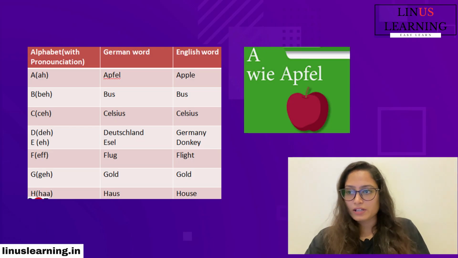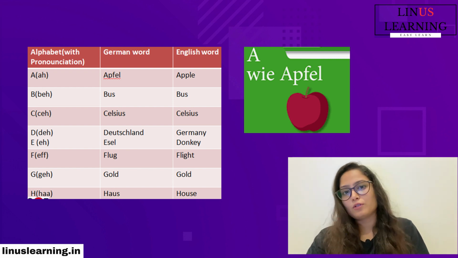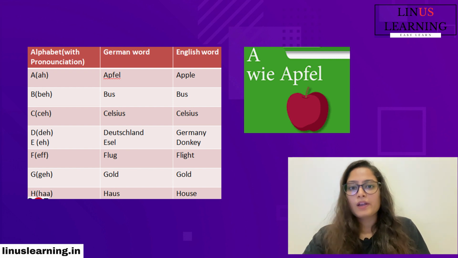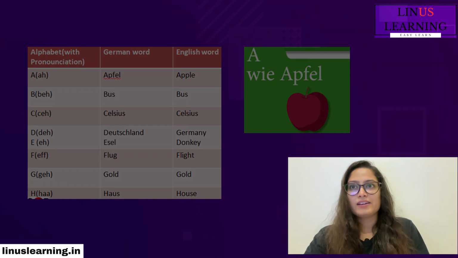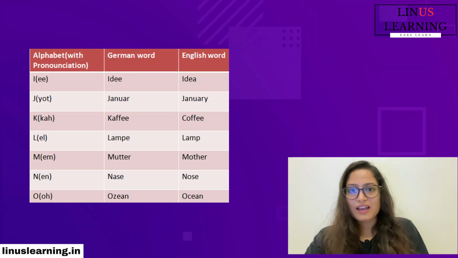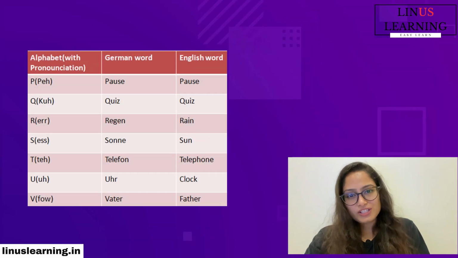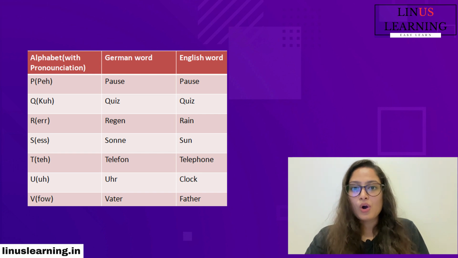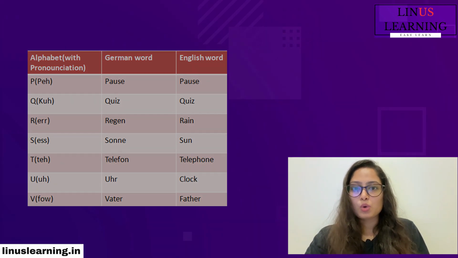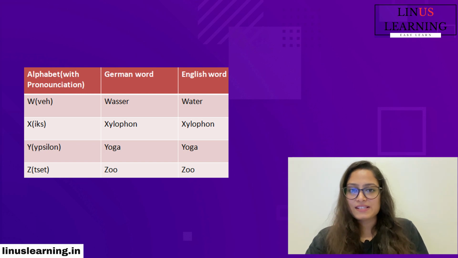So let's quickly repeat the alphabet, the whole pronunciation of the 26 letters. A, B, C, D, E, F, G, H, I, J, K, L, M, N, O, P, Q, R, S, T, U, V, W, X, Y, Z. Okay, so these are the 26 letters that we have.